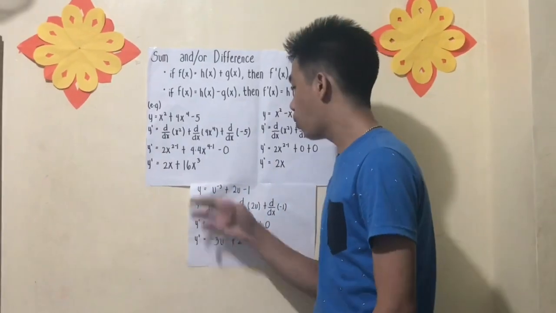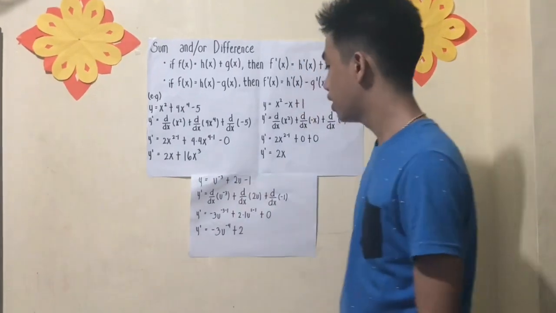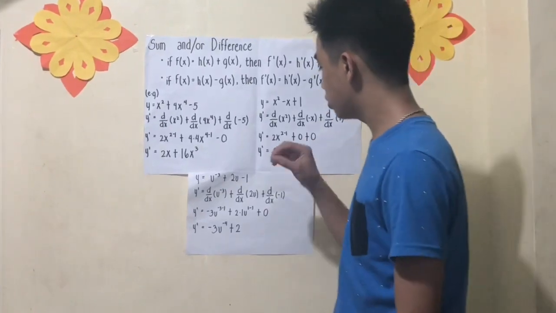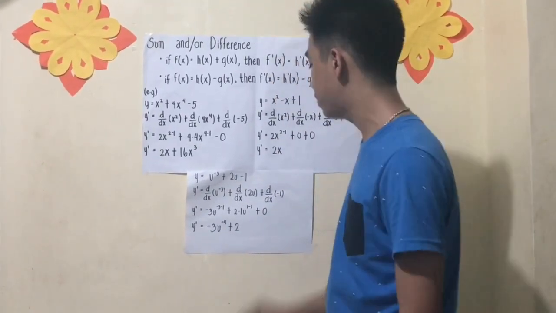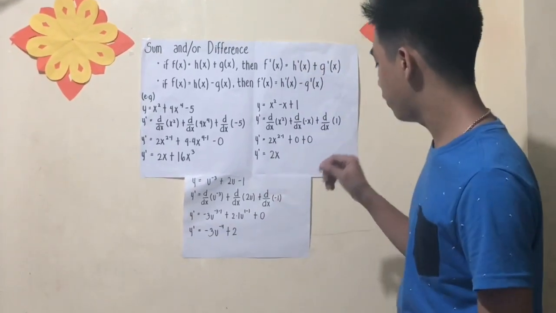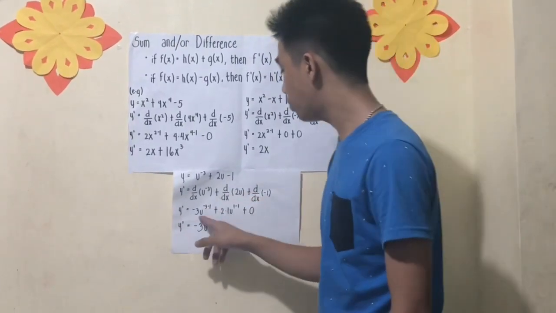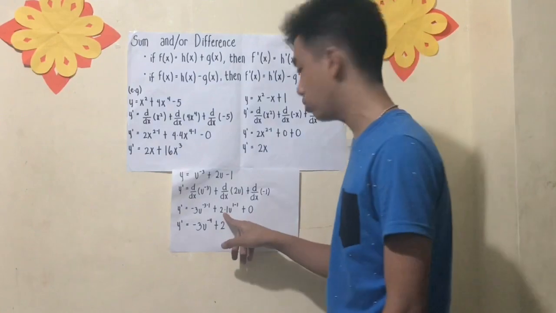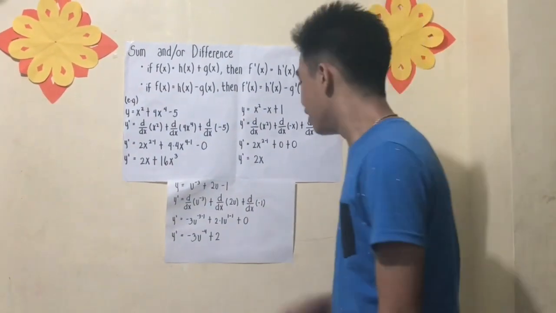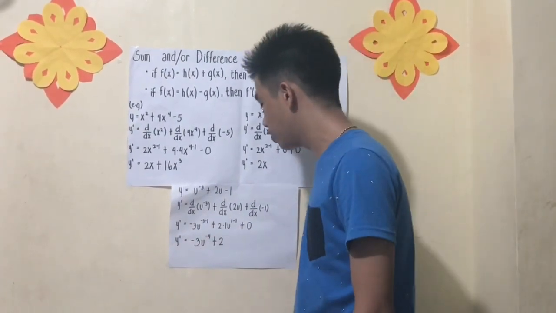Example number 3, y equals u raised to the power of negative 3 plus 2u minus 1. Our solution, y prime equals d over derivative of u raised to the power of negative 3 plus d over derivative of 2u plus d over derivative of negative 1. And by using the power rule, the constant multiple, and the constant rule, we can get this, and our answer is y prime equals negative 3u raised to the power of negative 4 plus 2.